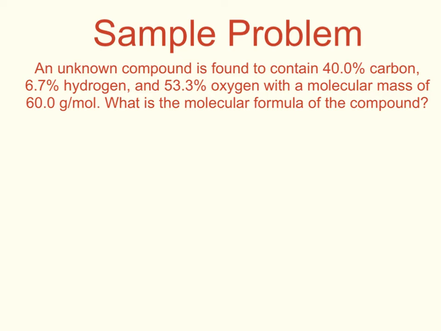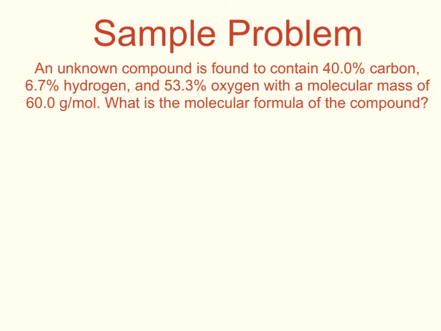This is the more challenging problem, and it's because we do not have the empirical formula given to us. To find the empirical formula, we have to go back to what we learned in the last screencast. An unknown compound is found to contain 40% carbon, 6.7% hydrogen, and 53.3% oxygen, with a molecular mass of 60 grams per mole. What is the molecular formula of the compound?